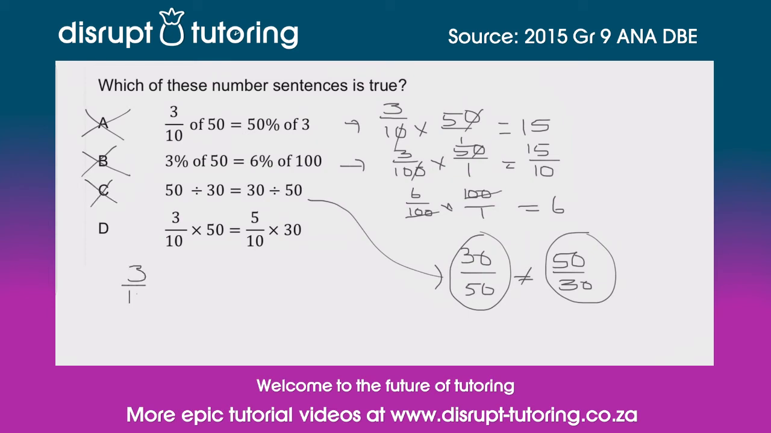So we've got 3 over 10 times 50 over 1. We cancel out those zeros. We're left with 15. Okay, let's do 5 over 10 times 30 over 1. We cancel those zeros. We've got 15. So as we can see, the two are equal to each other, and therefore D must be the right answer.